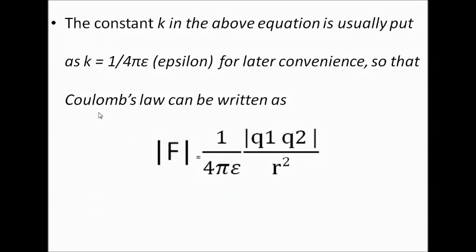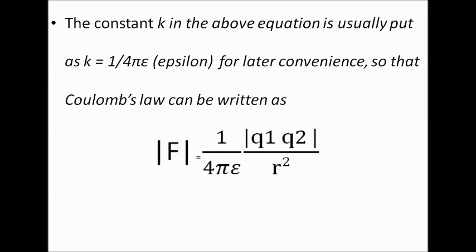Now the value of k, the Coulomb constant or electrostatic force constant, was later found to be equal to 1 by 4 pi epsilon. So now we can rewrite Coulomb's law like this: magnitude of force is equal to 1 by 4 pi epsilon Q1 Q2 divided by R square. Instead of the Coulomb constant, we can write 1 by 4 pi epsilon. So this is the general mathematical representation of Coulomb's law.